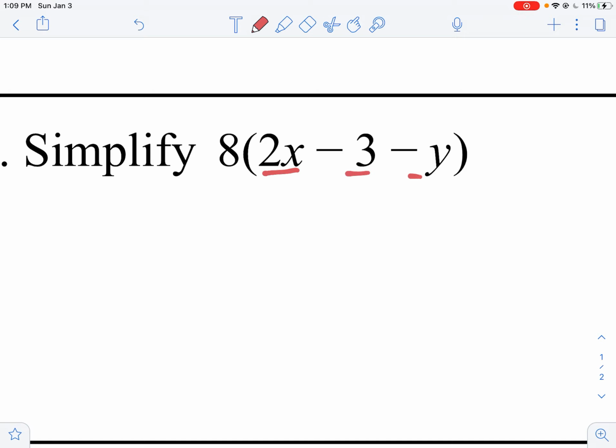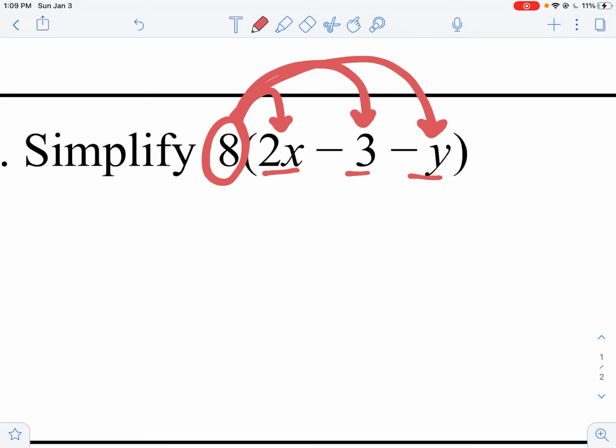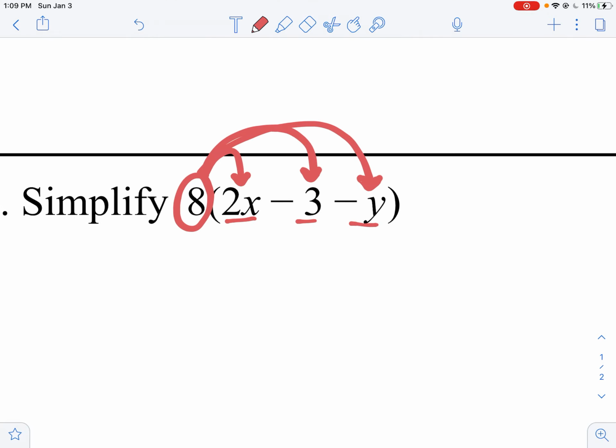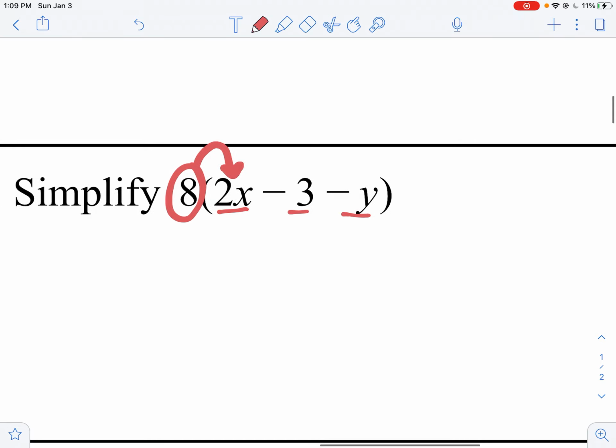This time we have 3 terms on the inside, but our rule doesn't change. We are still doing 8 times each thing. We're just going to multiply 3 different times instead. Okay, now also on this one, we have some minus signs as well. So we have 8 times 2x, and we're just multiplying the numbers and then writing x, because this is like 8 times 2 times x. So 8 times 2x, 8 times 2 is 16, and then x.